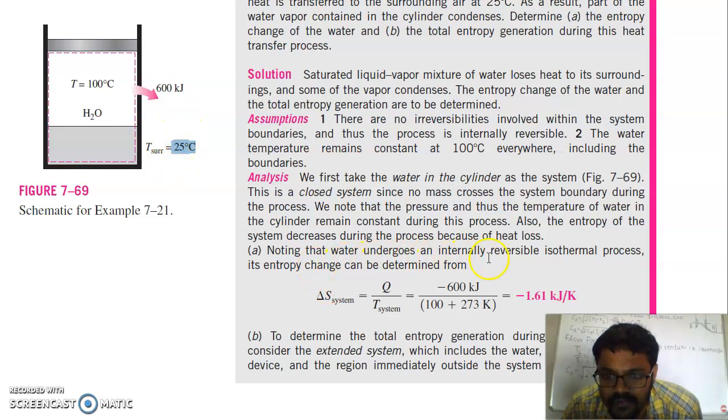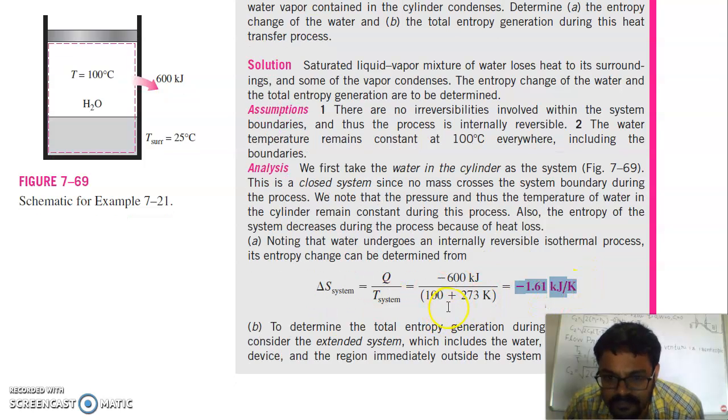Noting that the water undergoes an internally reversible isothermal process, its entropy change can be determined from this, because heat is transferred at constant temperature. So the entropy of the system will decrease. It can be found from this 600 kilojoule loss, which is negative, divided by 100 plus 273, which is minus 1.61. Now this is the entropy loss of the system.